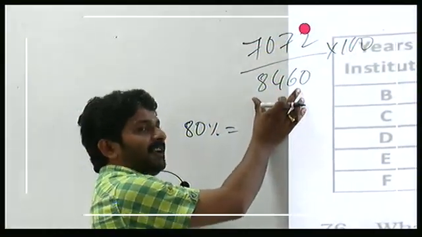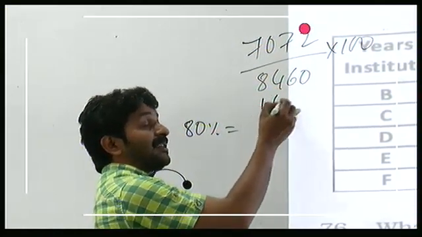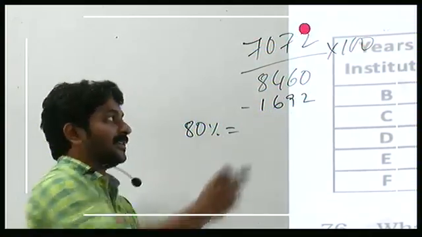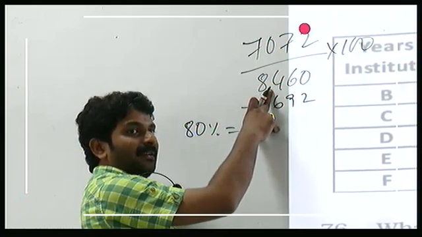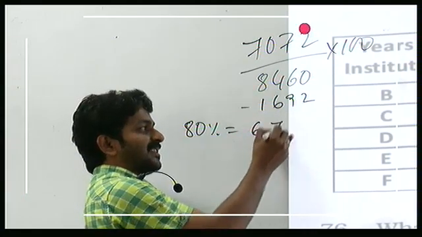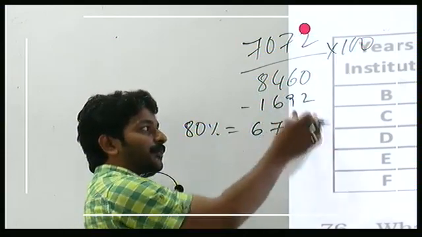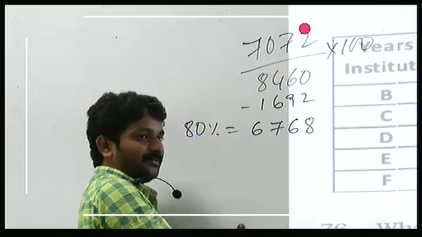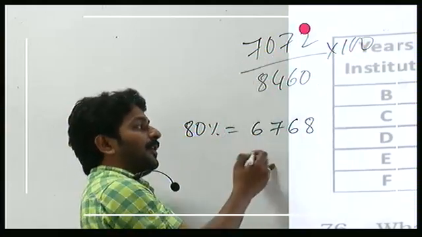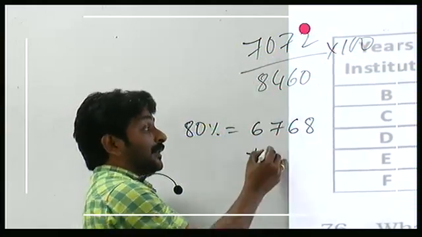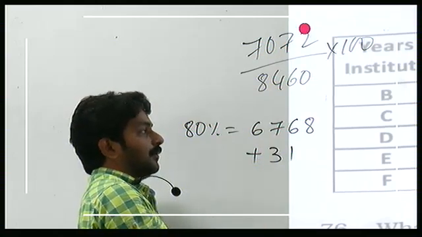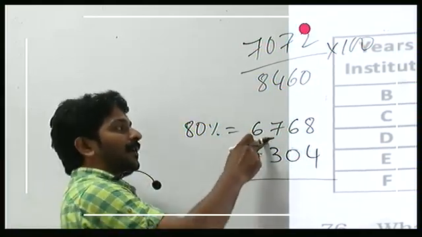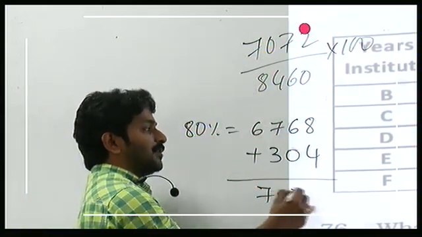Subtract 20%. 10% is 846. 20% is 1692. Instead of this, subtract 1700 and add 8. Subtract 1700, equals 6700. 62 plus 8, 68. Right? So 80% is this much. To this number, you need to add 304. If you add 304, it becomes 7072.